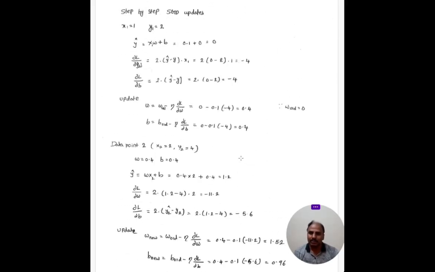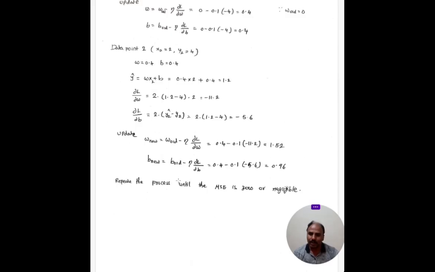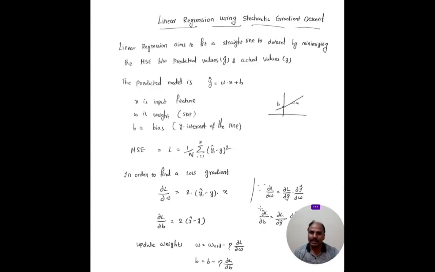In the third data point, we have taken x3 equal to 3 and y3 equal to 6. For this one, our W and B are 1.52 and 0.96. Again, we have to repeat this procedure continuously until the loss becomes 0 or almost negligible. So this is the way to optimize the parameters in linear regression by using the stochastic gradient descent algorithm.